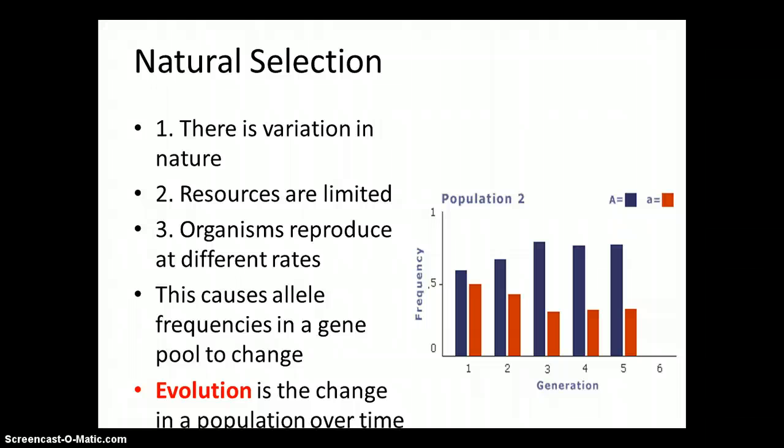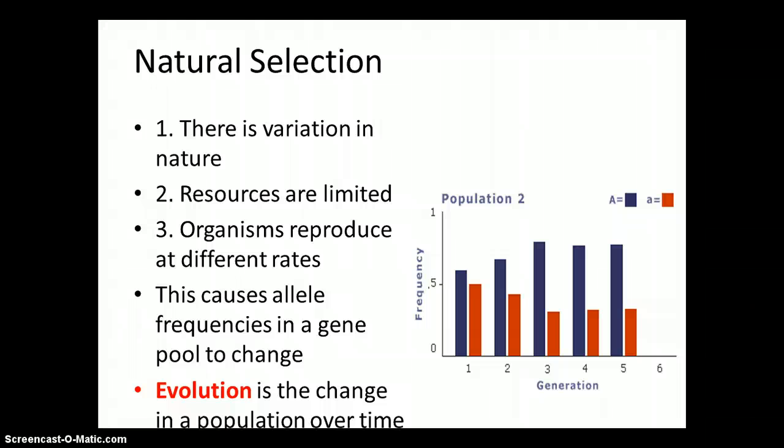So natural selection involves three different ideas. First of all, that there's variation in nature, that not everybody looks the same, and that genes determine what variations individuals have. Also that there's limited resources, that food and mates and space are all limited things, and so organisms have to compete both with individuals of their own species as well as with individuals of other species for those resources. And so because of this competition, organisms reproduce at different rates.